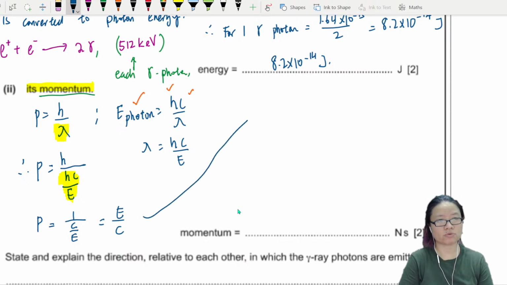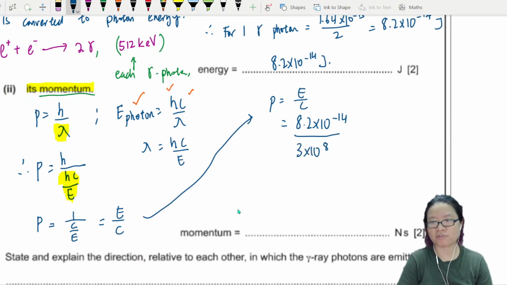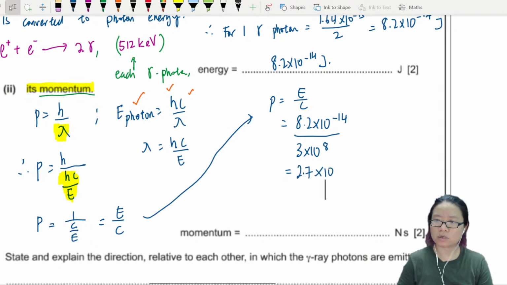Okay, so continue up here. Momentum is E over C. Do I have E? Yes, 8.2 times 10 to the power of negative 14, because 1 photon. And C will be 3 times 10 to the power of 8. This will give me 2.7, I think, times 10 to the power of negative 22.